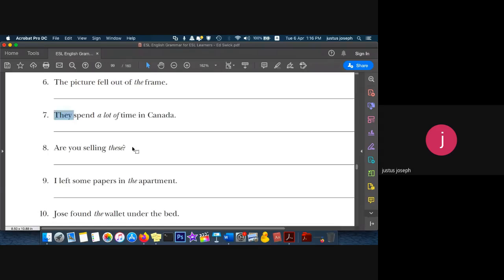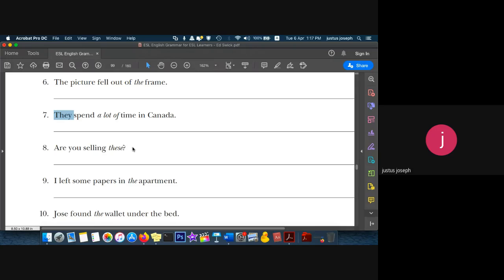Are you selling these? How can we change this? Change the word you have to look into is you. Yours. Are you selling yours? Very good.